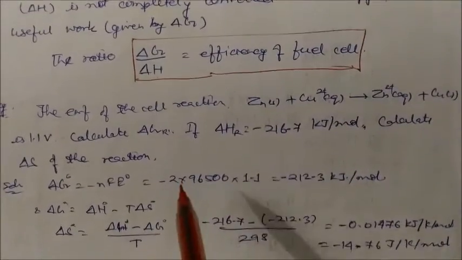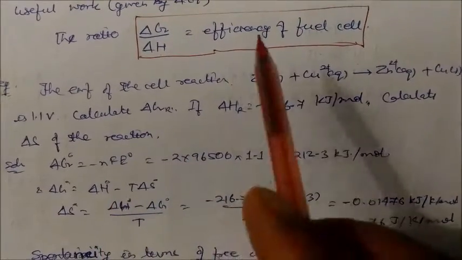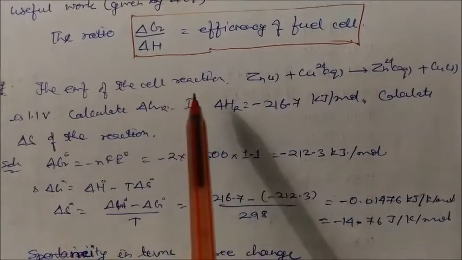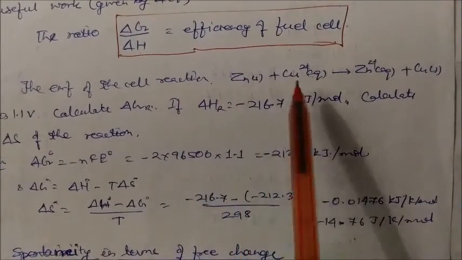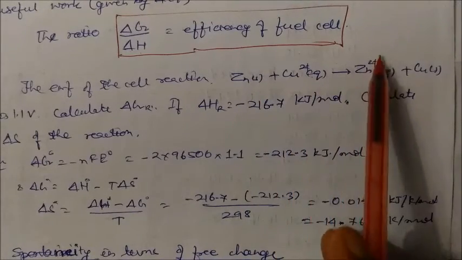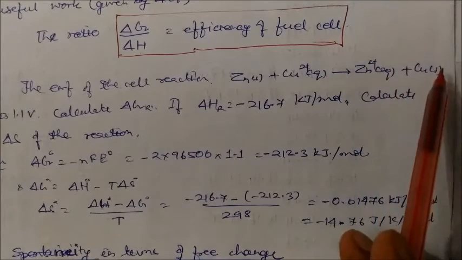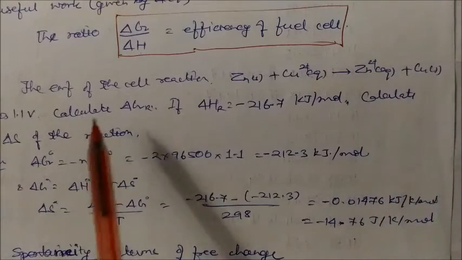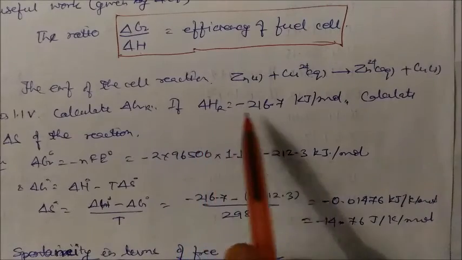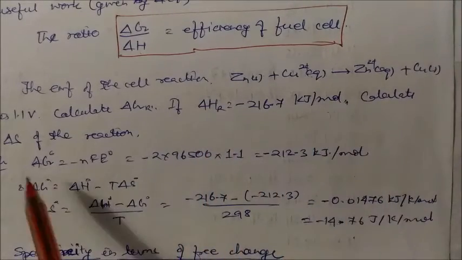Let us take up one example to understand this: work done involving a galvanic cell. The EMF of the cell reaction zinc plus copper ion, Cu2+ (aqueous), converted to Zn2+ (aqueous) plus copper is 1.1 volts. So calculate the free energy of the reaction. If the enthalpy of the reaction is this much kilojoule per mole, calculate the delta S of the system.